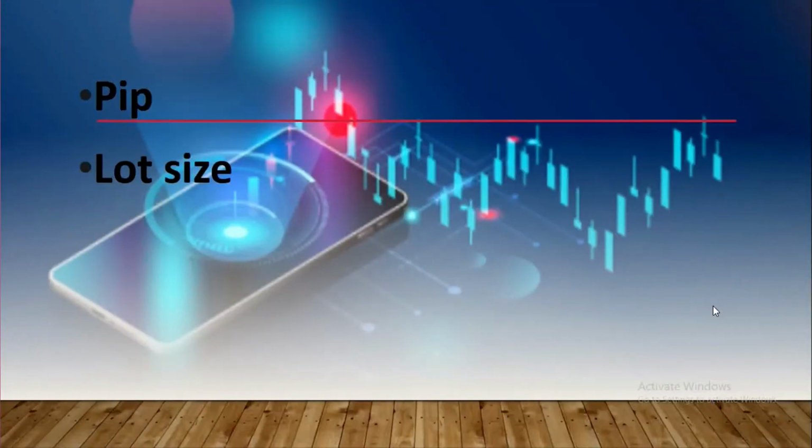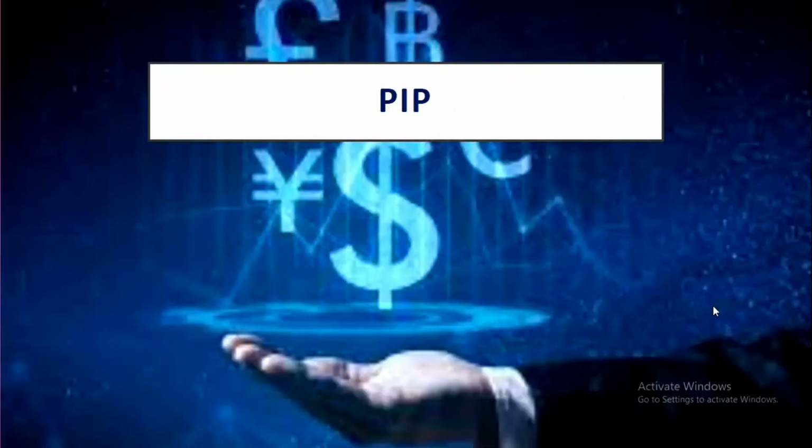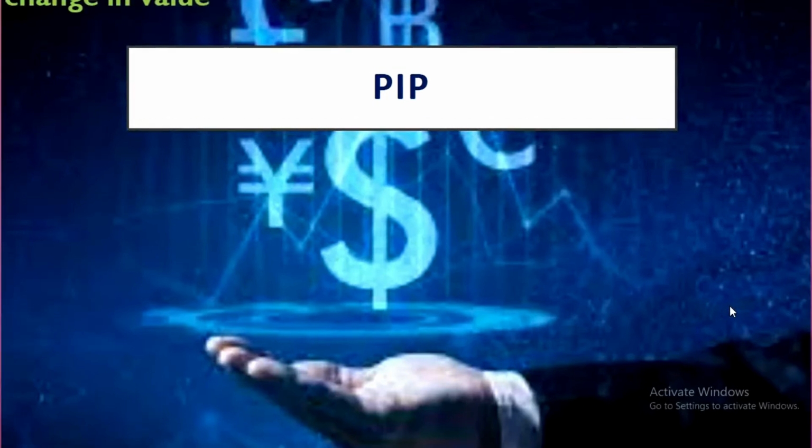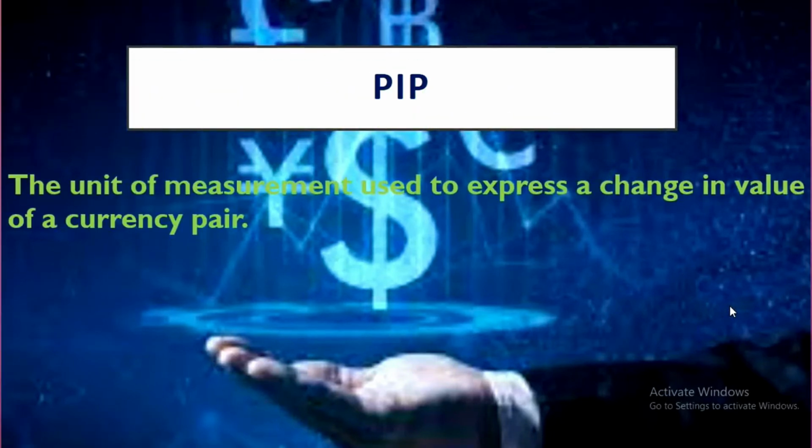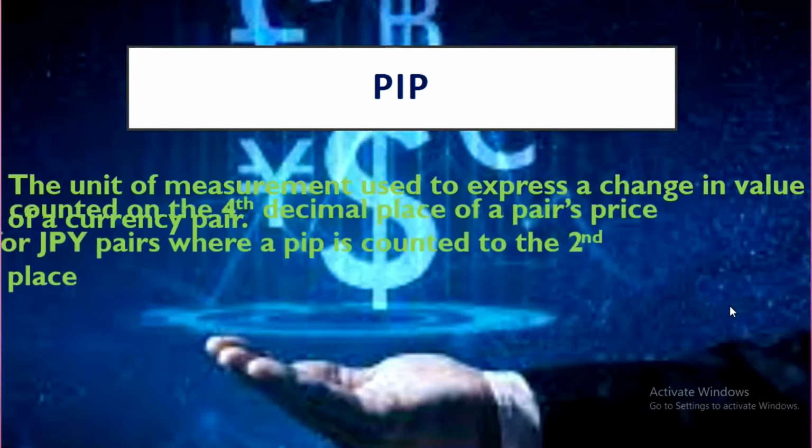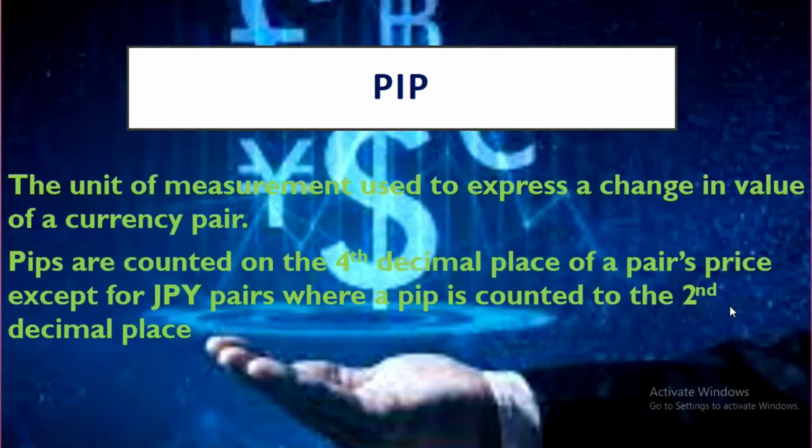Now, let us look at what is a pip, a lot size, and leverage. A pip is the unit of measurement used to express change in value of a currency pair. Pips are counted on the fourth decimal place of a pair's price, except for Japanese yen pairs, where a pip is counted to the second decimal place.